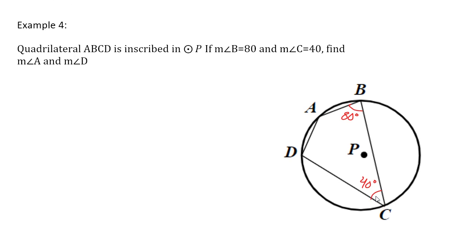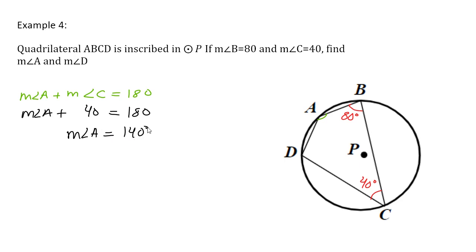Opposite angle C, I will have angle A. So angles A and C are supplementary. The measure of angle A plus the measure of angle C equals 180. So the measure of angle A is unknown, plus the measure of angle C, that's 40, is equal to 180. Subtracting 40, I find that the measure of angle A is 140 degrees.